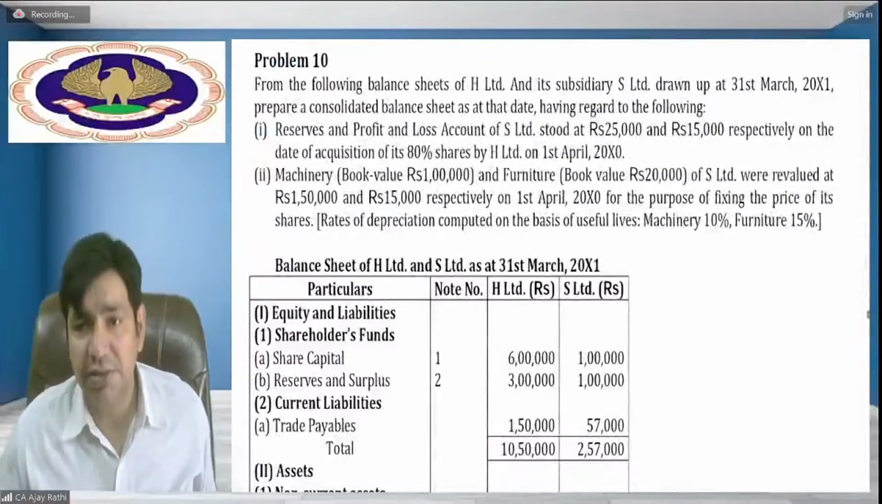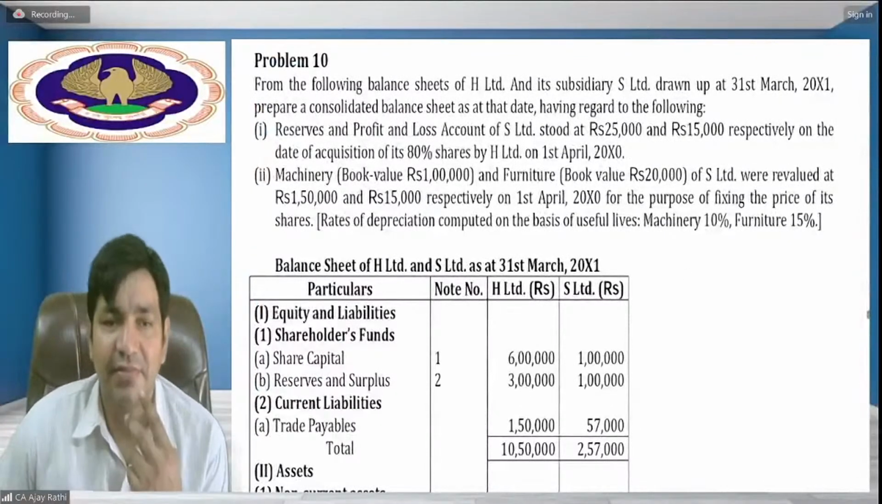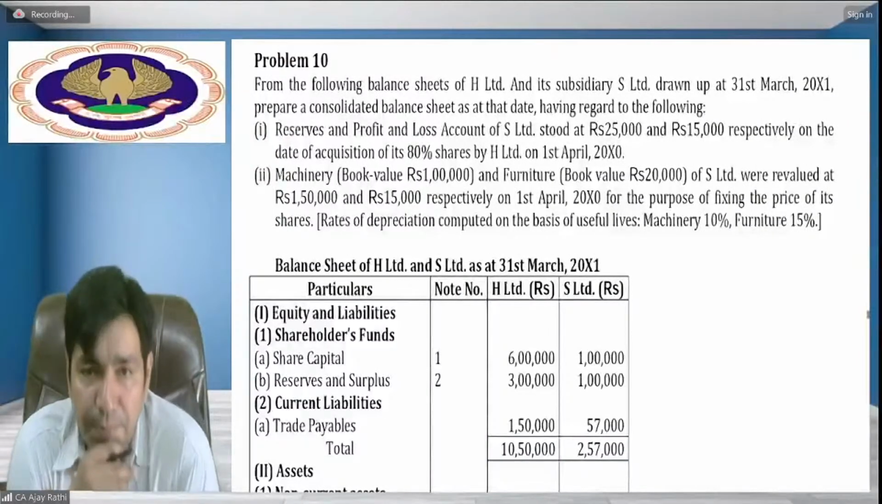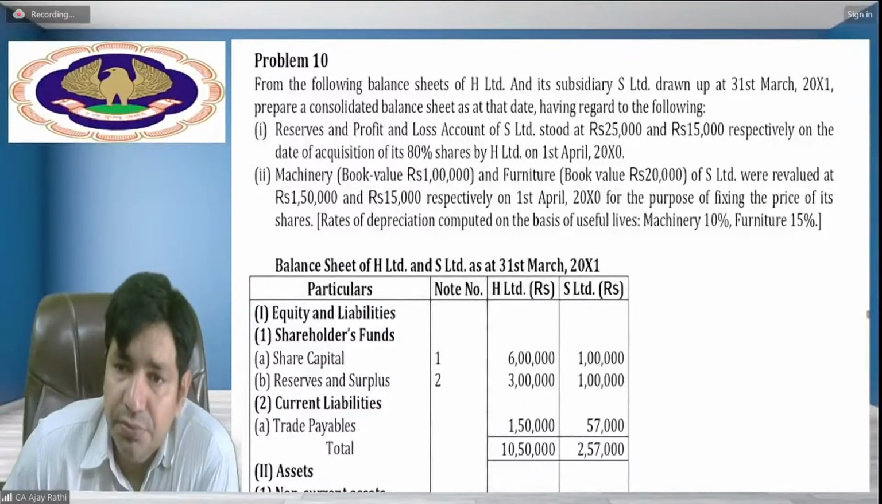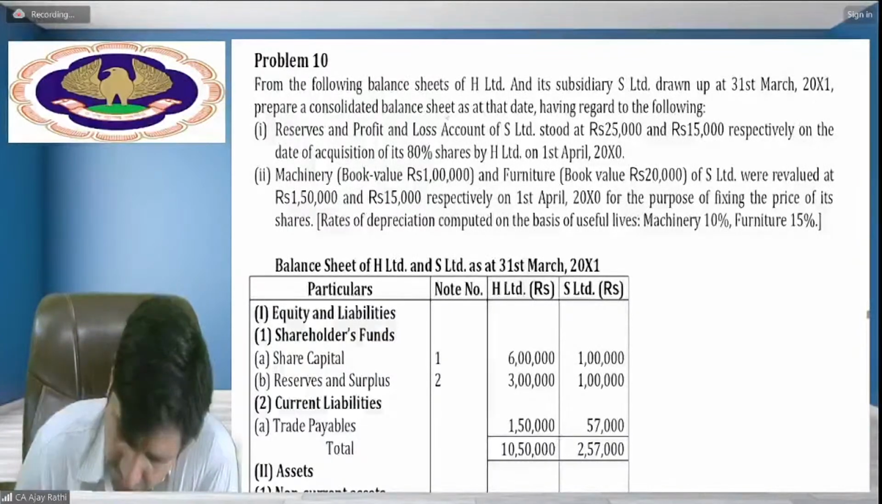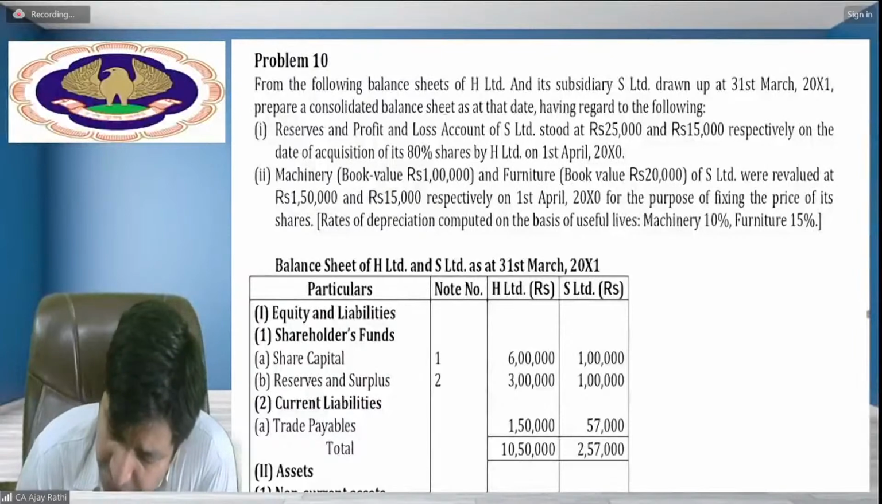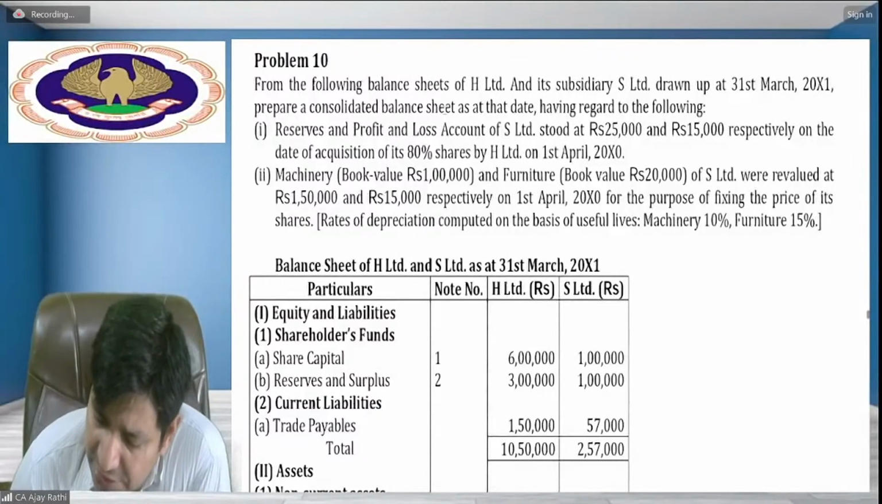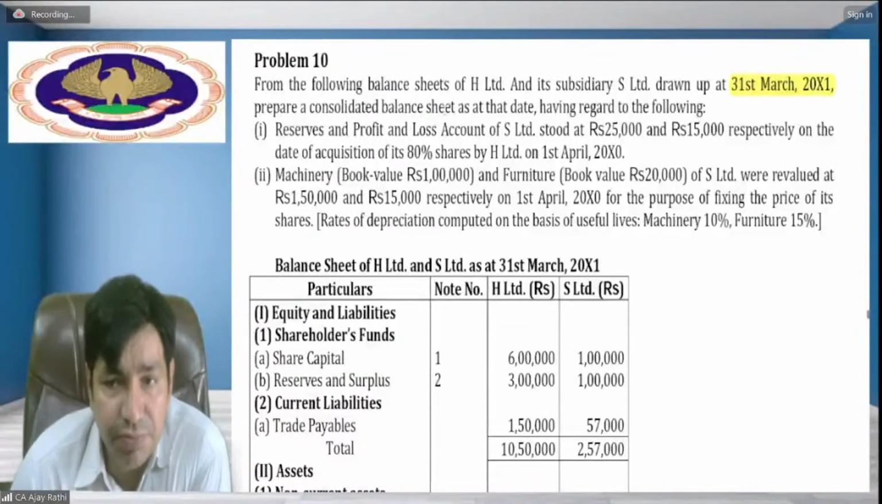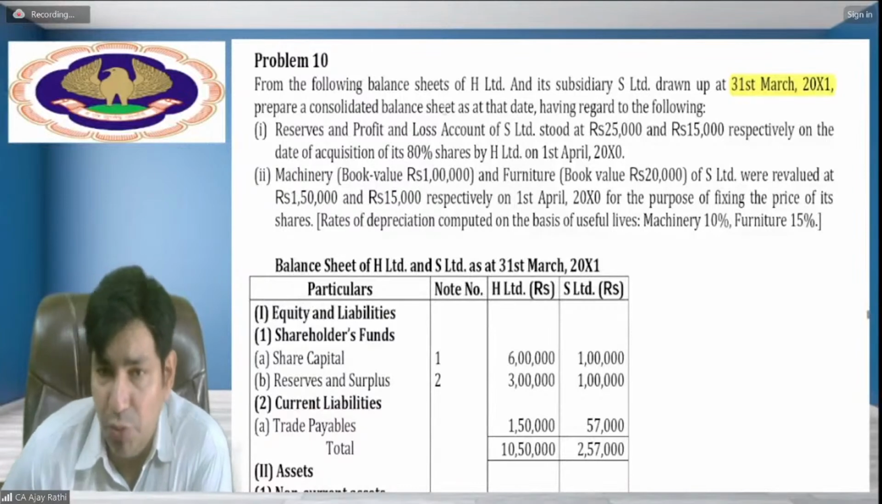Please read fast. From the following balance sheet of S Limited and its subsidiary S Limited, drawn up 31st March 2001. Beta, on this date, balance sheet has been prepared for both the companies.